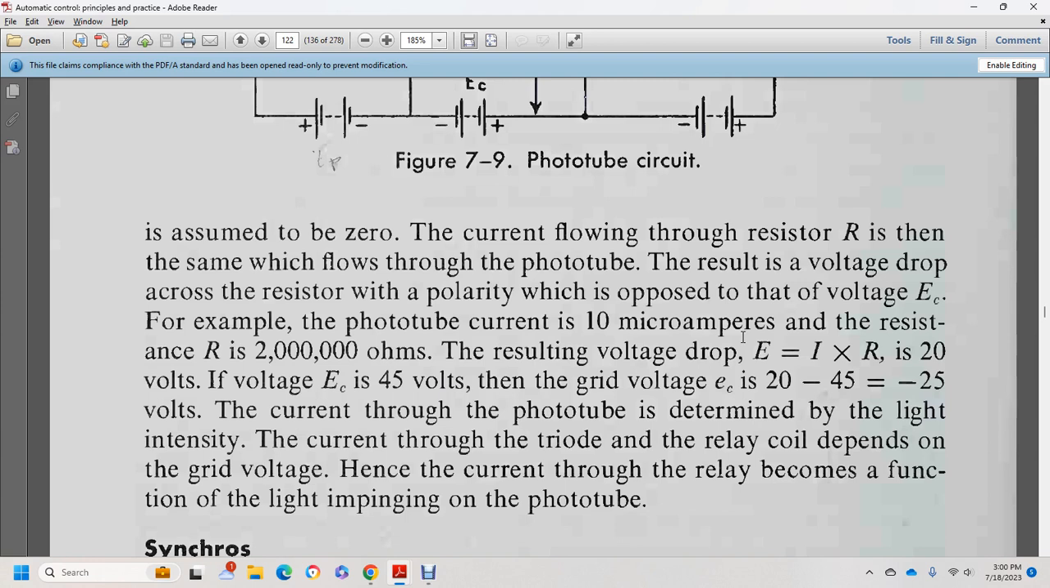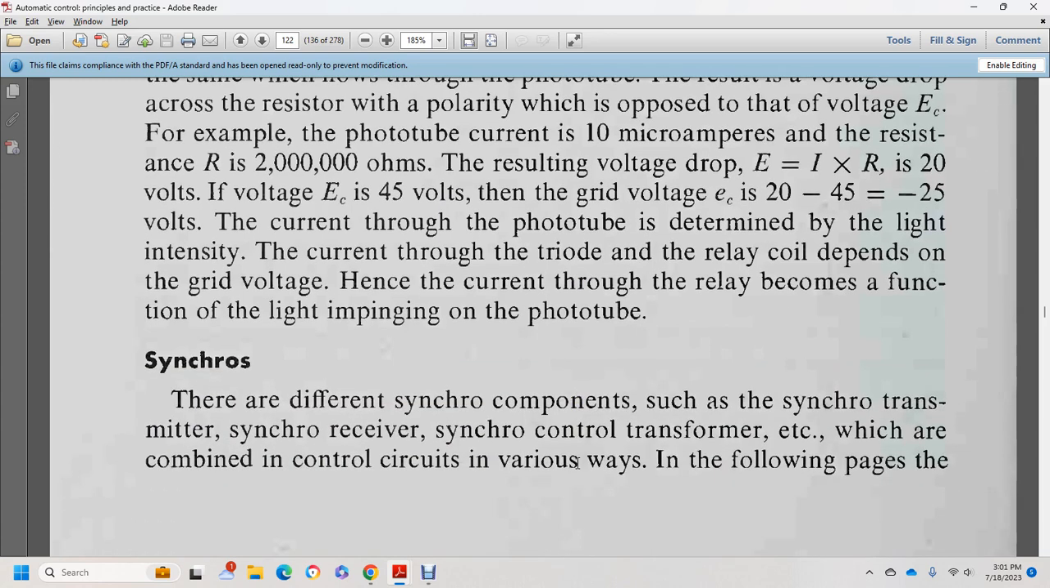The current through the phototube is determined by the light intensity. The current through the drive over the relay coil depends only on the grid voltage. Hence, the current through the relay becomes a function of the light impinging on the phototube.